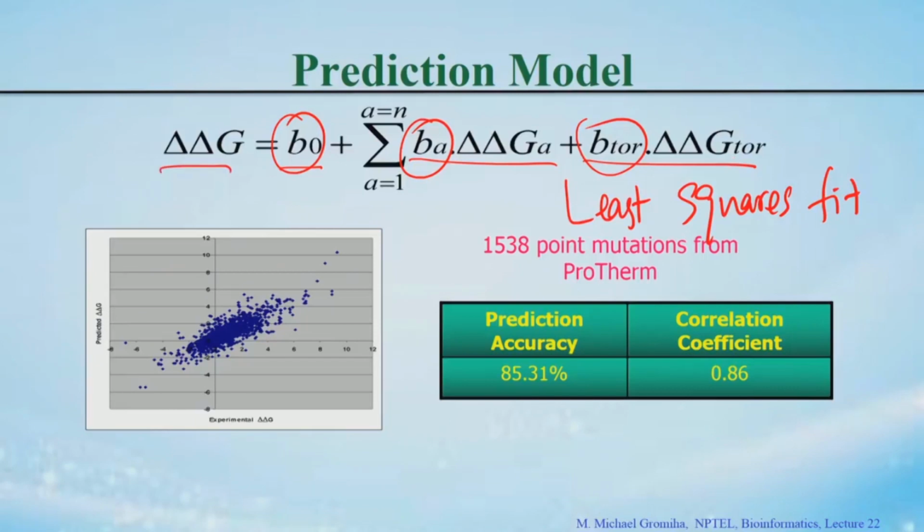Right, here I show the results. For example, if you take the 1538 mutations from the ProTherm database, because here you get a reliable database, you can see the relationship between experimental delta g and the predicted delta g. You can see the accuracy is about 85%. Accuracy means distinguishing stabilizing and destabilizing mutants, and the correlation is the exact relationship between experimental and the predicted values, right, this is 0.86. Now, the question is how this performance varies with respect to secondary structure or with respect to solvent accessibility. So, I show the data.